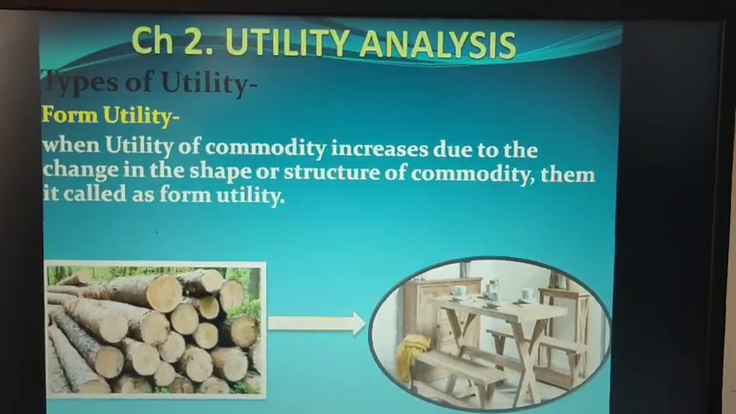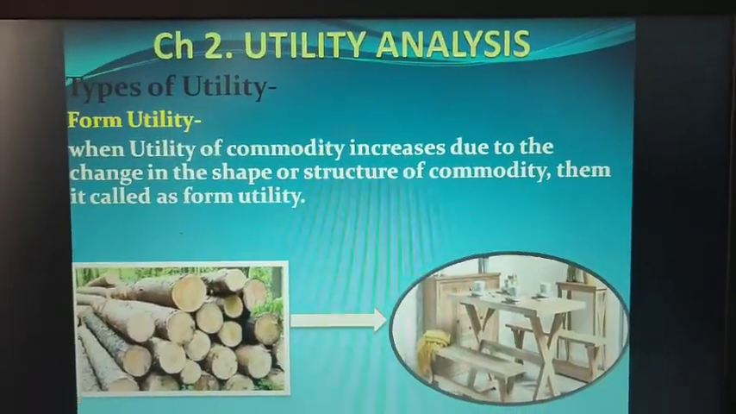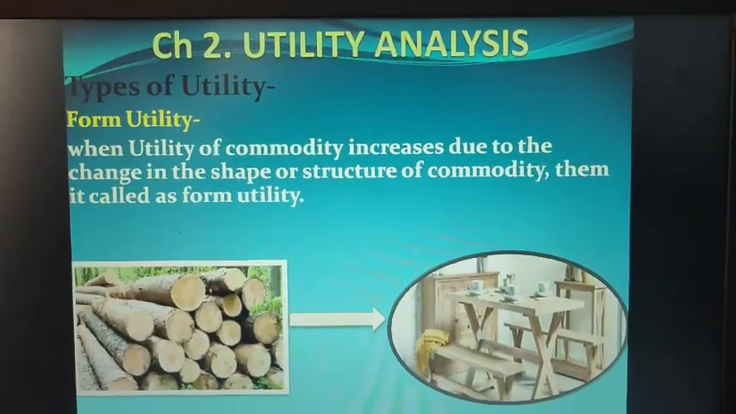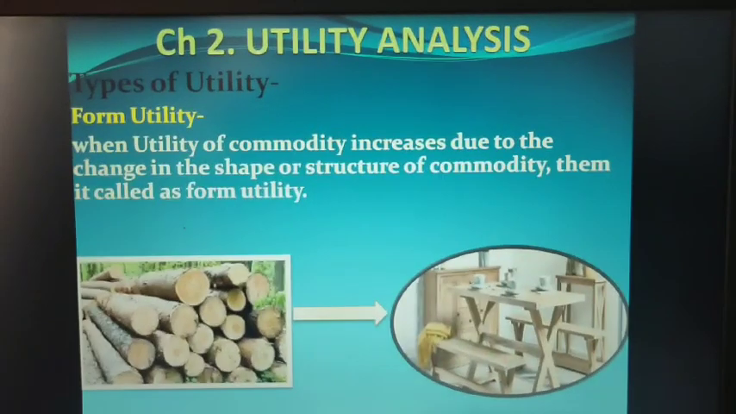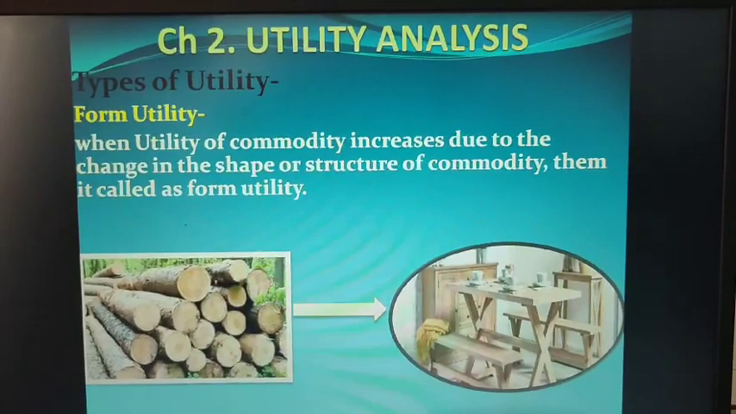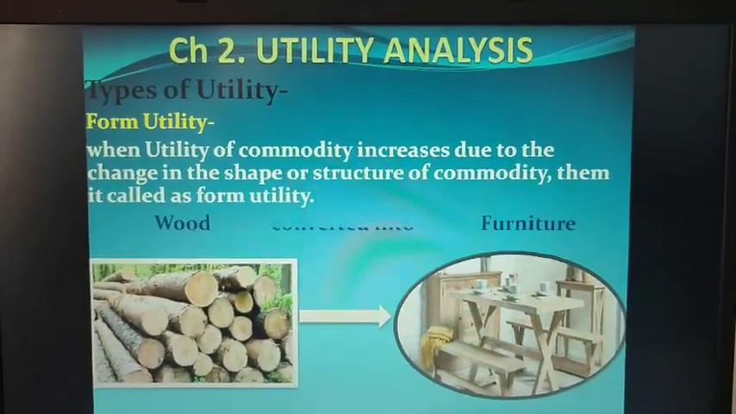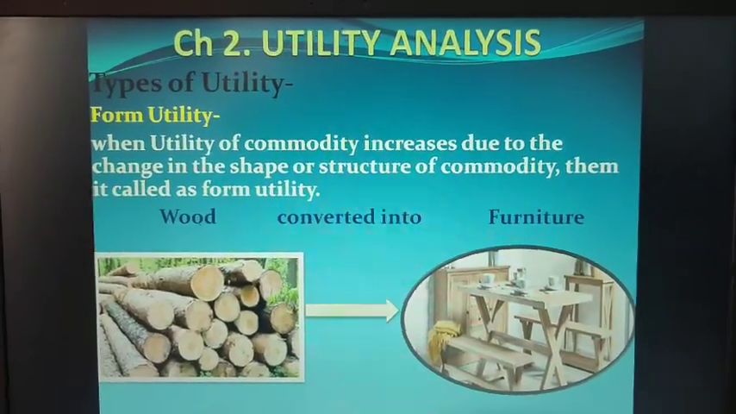Where will I get more utility than from the wood? From the furniture, right? Means wood is also a commodity and furniture is also a commodity, but I can get more utility out of furniture than wood, right? So I hope you understood. So when wood is converted into furniture, we will get more utility.